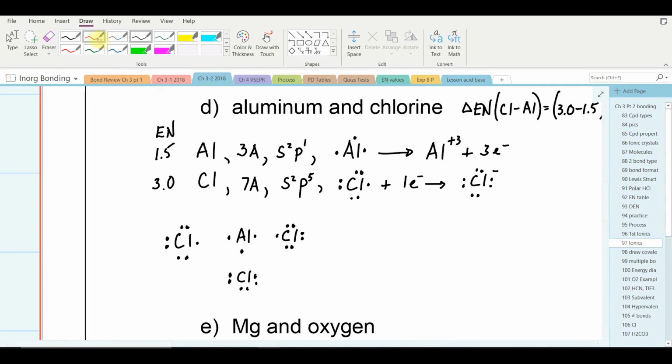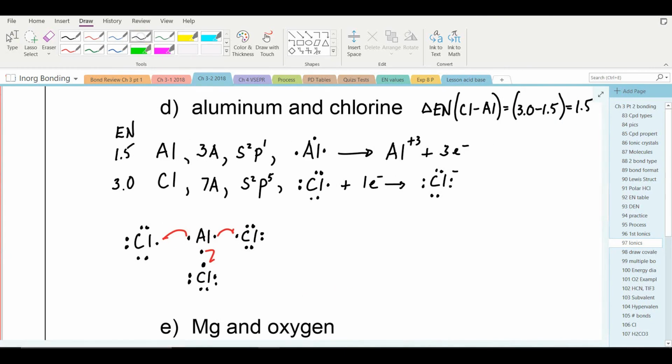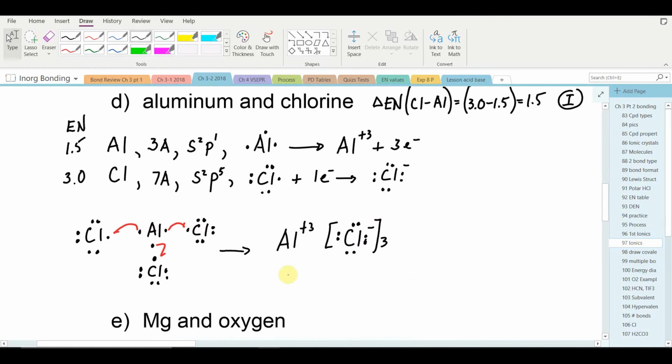Okay, so aluminum is the metal. It wants to empty its valence shell by donating to the nonmetal. It's going to form Al 3+ and 3 chloride anions, each with a charge of -1. Therefore, the formula is AlCl3, and the name is aluminum chloride.